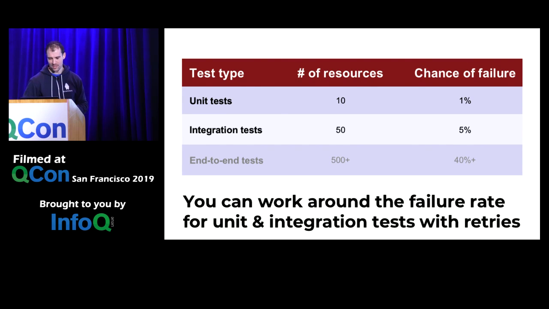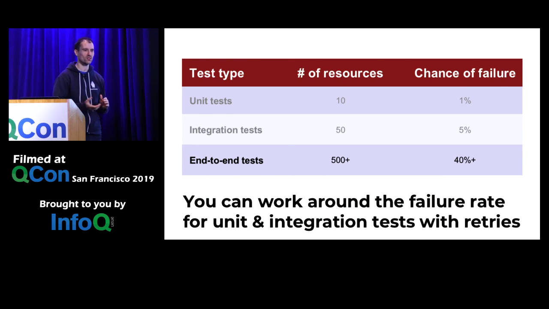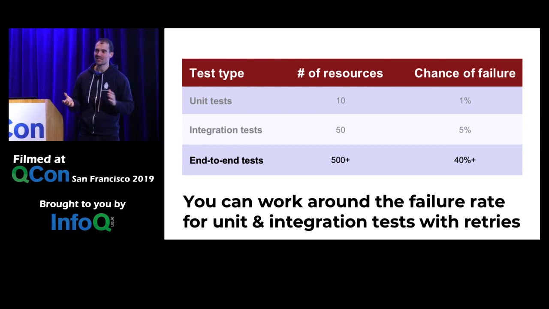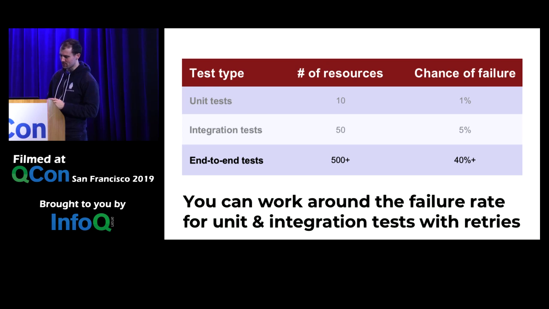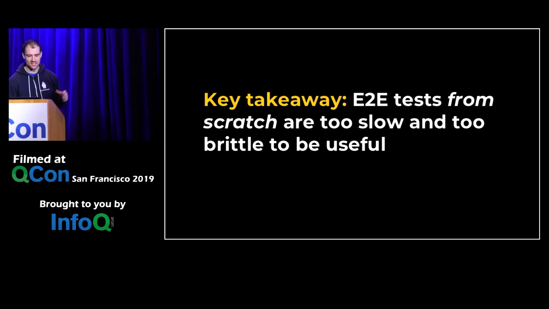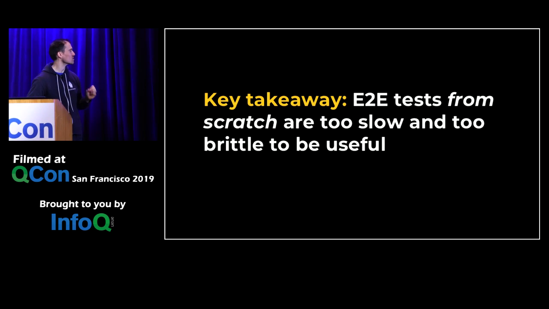So you can work around 1% and 5% with just retries. That's what the retries help you overcome. But there's nothing you can do if 40% of the time your tests are failing for flaky reasons. That's going to be very, very painful. And so unfortunately, doing end-to-end testing from scratch tends to be just too slow and brittle in the current world to be useful.